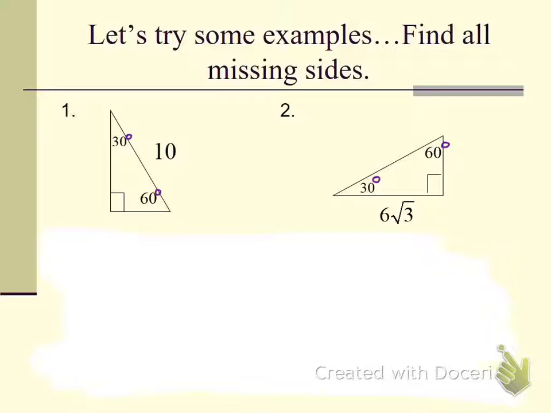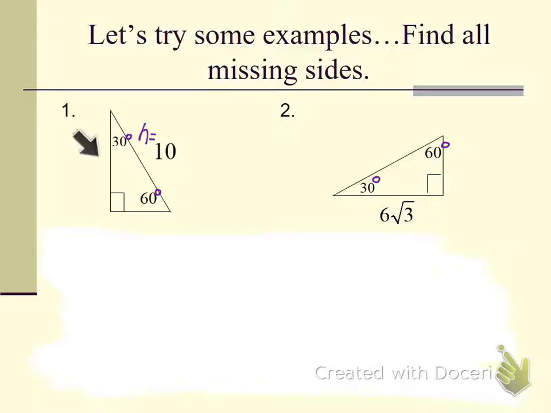Okay, on number 1, which side of the triangle did they give us? S, L, or H? H. They gave us the hypotenuse. So they gave us H.